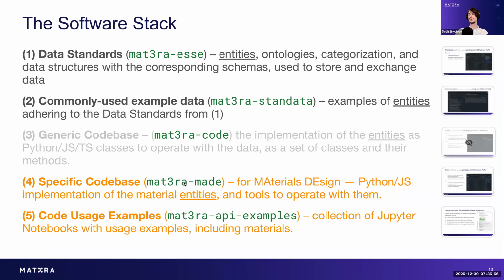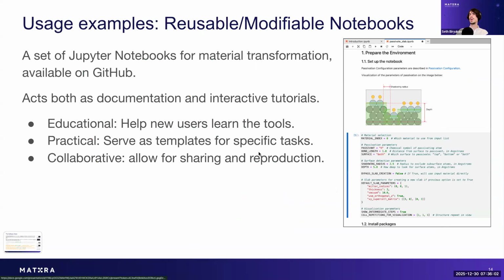And the fifth one is the code usage examples, which is a set of Jupyter notebooks inside of Mat3ra API examples package. These notebooks are self-documented, so users can see how each transformation works, follow a concrete example, and run it immediately. They can be used as a practical tool for day-to-day work to create specific structures, and they naturally support collaboration through sharing, adjustments, and creation of new ones.